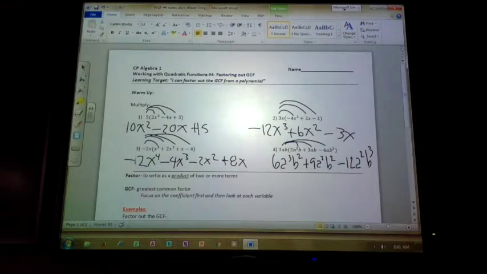So, distributive power. Factor means to write as a product of 2 or more terms. So we are putting these together by multiplication. Now we're going to start taking them apart. And sometimes they have a factor. Sometimes that factor could be a binomial, sometimes a trinomial, sometimes a monomial. We're just not sure. Our greatest common factor, we're going to focus on the coefficient first, and then we're going to look at each variable.